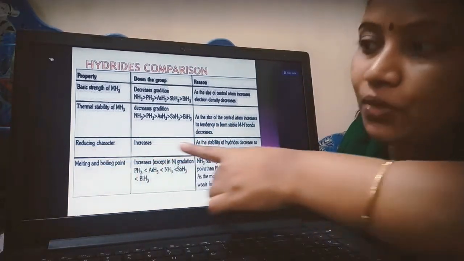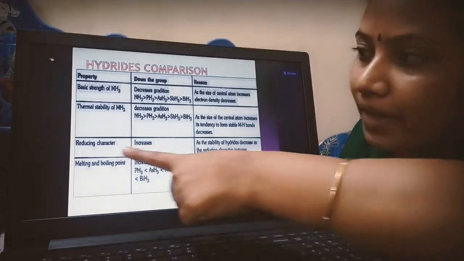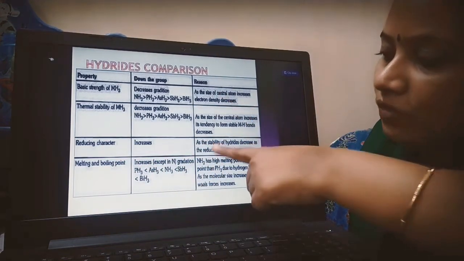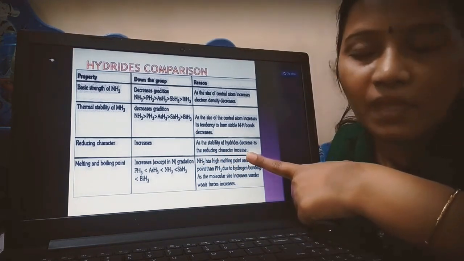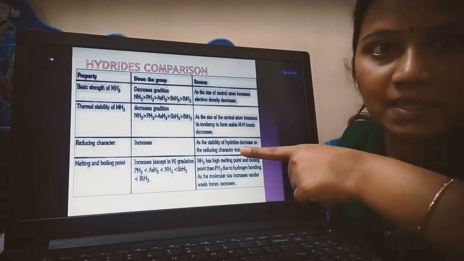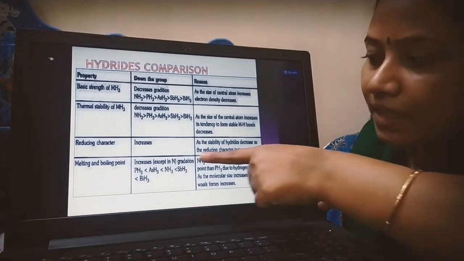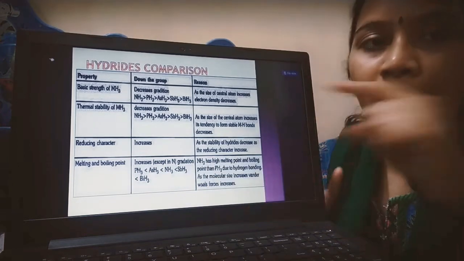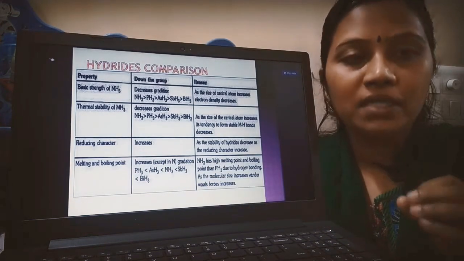Now moving to the reducing character, the reducing character increases in the trend. Why does the reducing character increase? Because the stability of the hydride is decreasing, the reducing character increases. Okay, children, we saw in these two aspects the stability decreases. Since the stability of the hydride decreases, the reducing character obviously increases. Moving to the last property, melting point and boiling point. We know that melting point and boiling point increases.